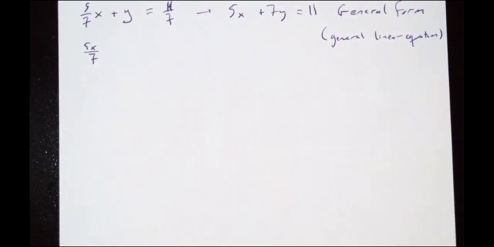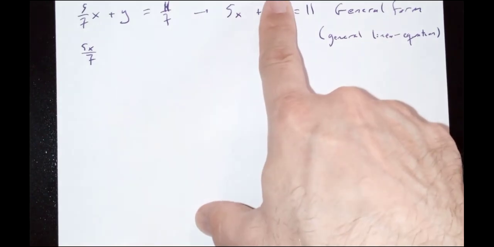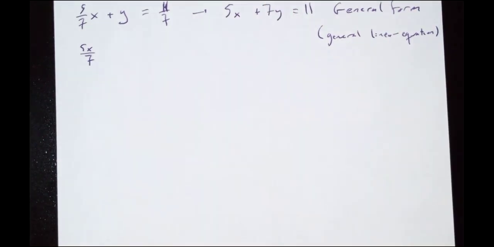In general, to draw a line, I need 2 points. The intercepts are the easiest ones to find. X is 0 gives me the y-intercept. Y is 0 gives me the x-intercept. Questions?